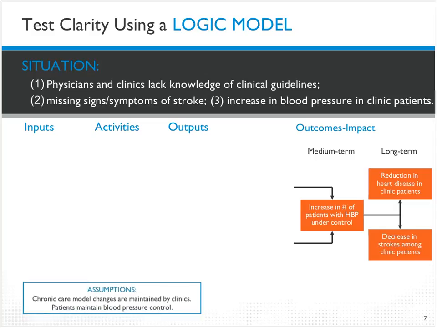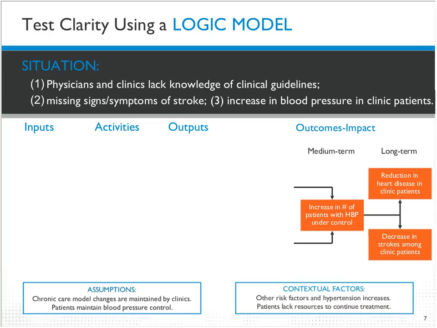Now, there are some other things that we'll want to keep in mind. We'll be looking at some of the assumptions, and these are conditions that are necessary for success or special circumstances to be aware of in this environment. Some of our assumptions are that chronic care model changes are going to be maintained by the clinics and that their patients will maintain their blood pressure control.